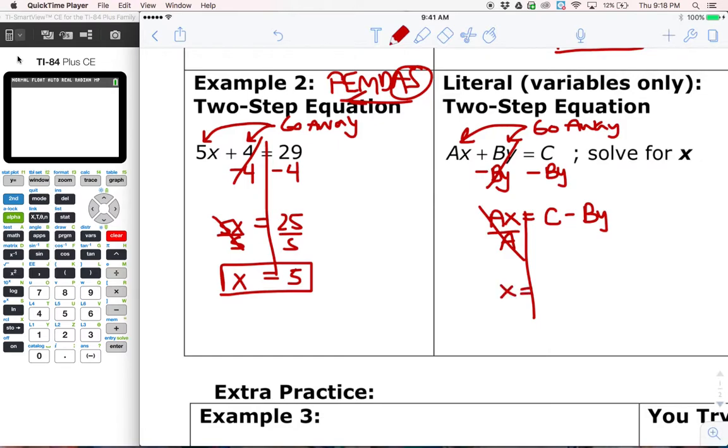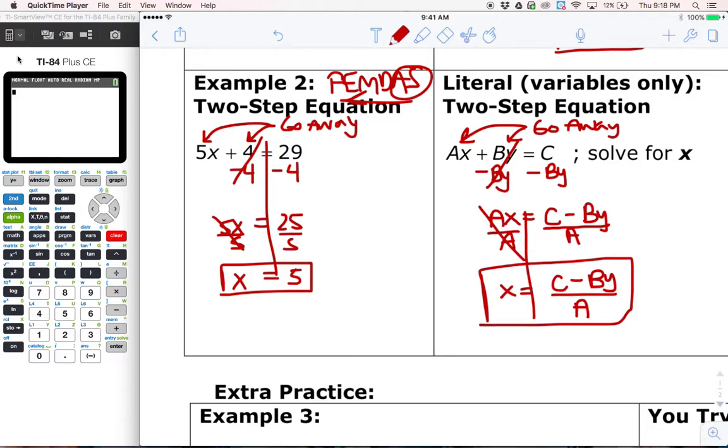On the right side, we've got to do the same thing. We're just going to divide the entire right side by a. Now you don't have any idea what this number would be. Your answer is this entire expression, c minus b y divided by a. That entire thing there is your answer, right? We solved for x, we got it by itself. That was our goal, and we accomplished it.